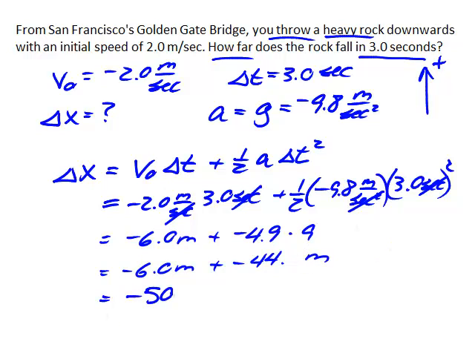So we have negative 50 meters, 2 sig figs. Negative 50 meters is the change in position of the rock. It is 50 meters below where we threw the rock.